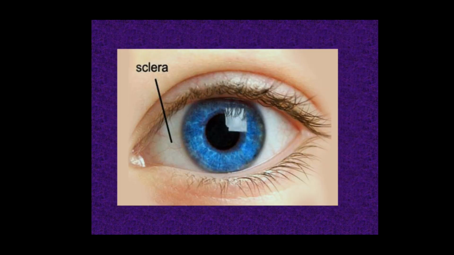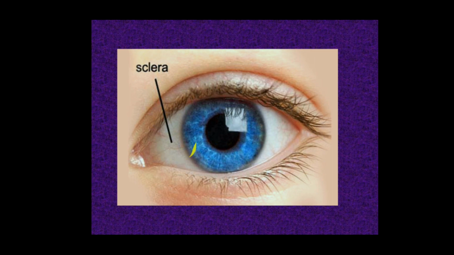Let's move on to the first layer of our eyeball, sclera. Sclera is, as I said, the outermost tough layer of the eyeball. Here you can see that white colored portion. This is the sclera, which is covered by a thin semi-transparent mucous membrane called conjunctiva. Do you remember that? Just beneath this conjunctiva is the sclera.